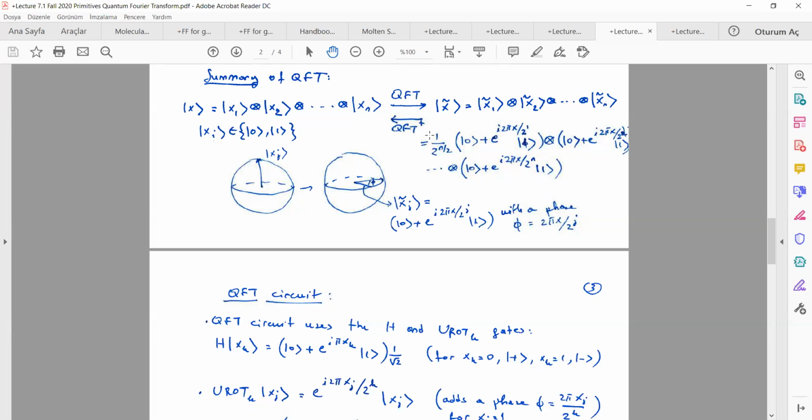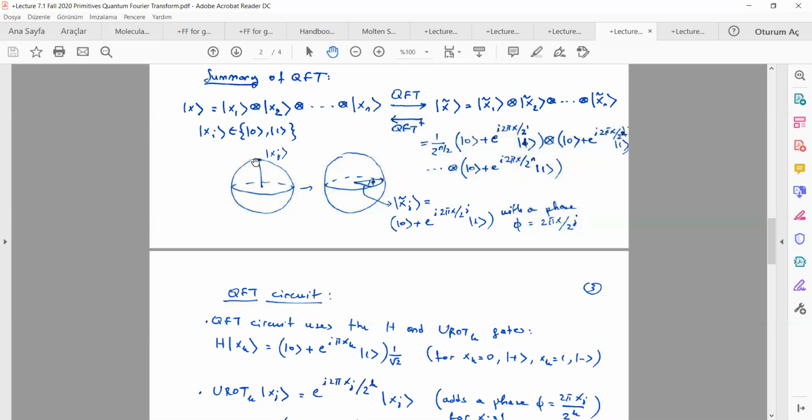And since the quantum Fourier transform is unitary, right, QFT dagger times QFT should equal identity, because by definition it's a unitary transform. If you apply QFT dagger to this quantum state in the transform domain, you would obtain back the quantum state in the computational basis, right?